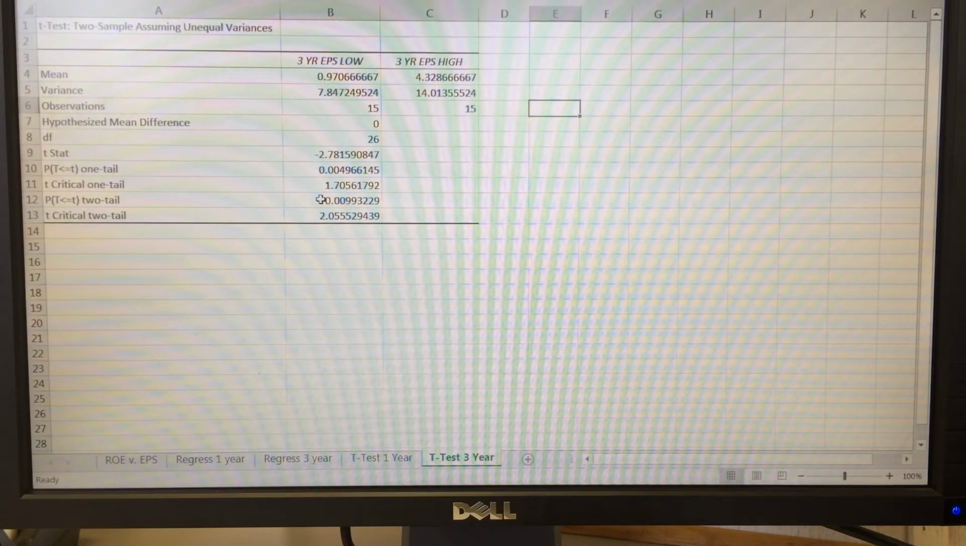So in closing, it appears that the companies that are managing our investor money well, as measured by ROE, are showing higher earnings per share, which was the hypothesis, and apparently that's the case.